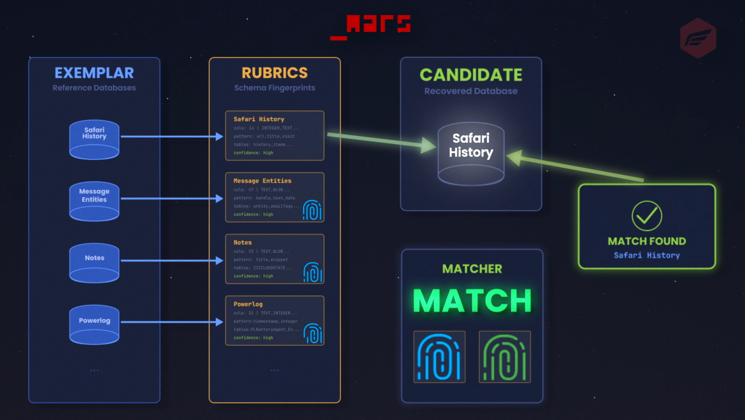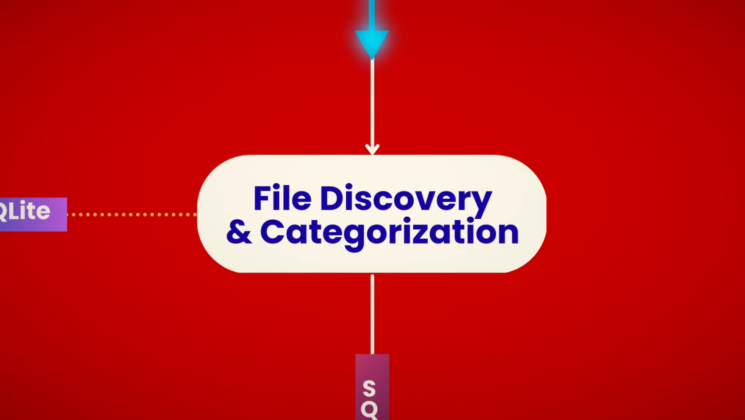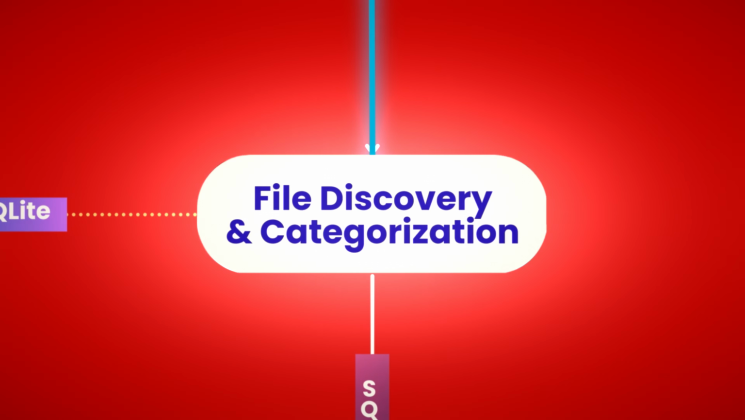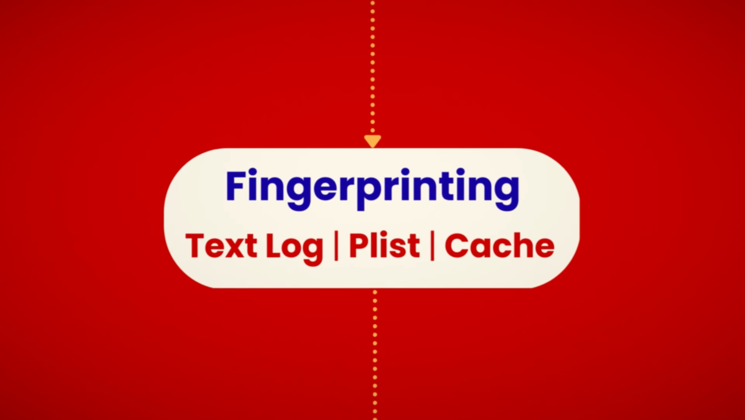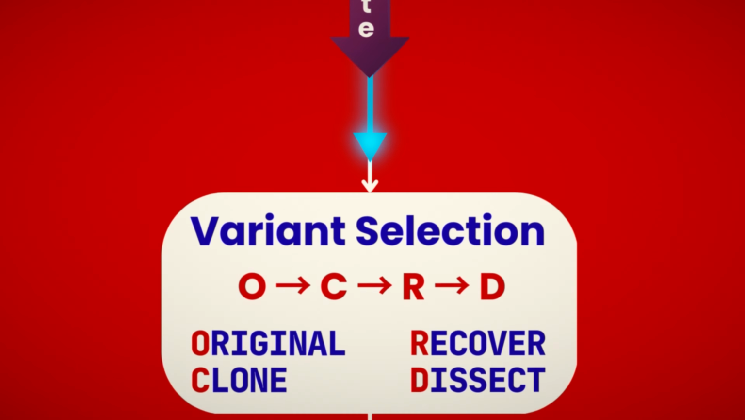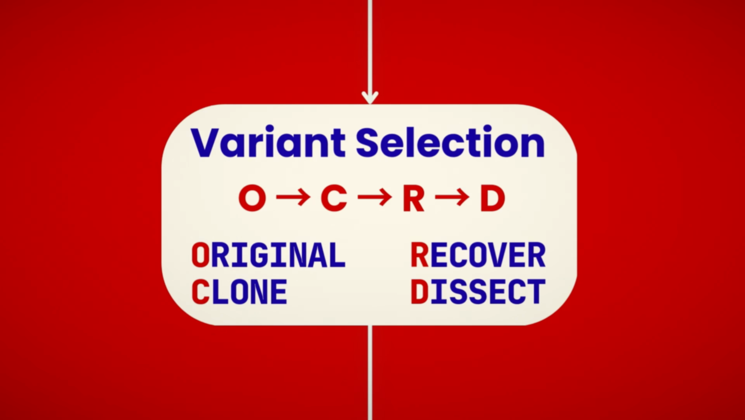Each carved, corrupt, or unclassified file is categorized by scanning for magic bytes and other signatures. Non-SQLite candidates like text logs, plists, or cache files are sent to text fingerprinting. If Mars determines the file is of forensic value, it's cataloged and routed to its destination folder. SQLite databases require special handling. Their next stop is a 4-stage recovery and vetting process called variant selection. If the original SQLite opens, has a valid schema, and contains quality data, perfect. But if corruption is detected, the recovery process begins.